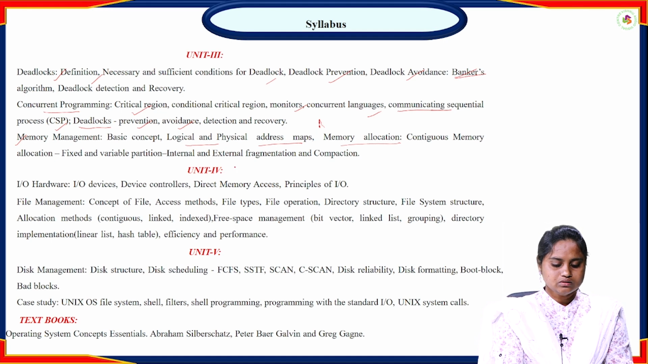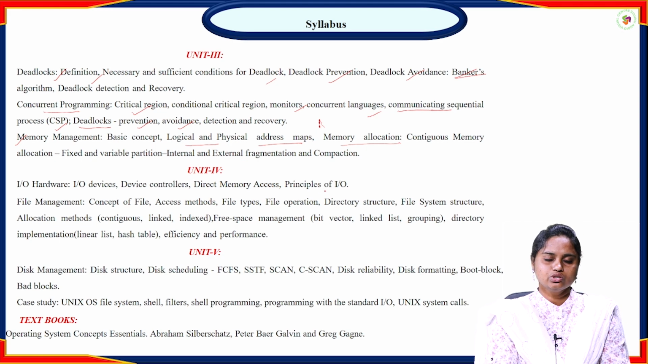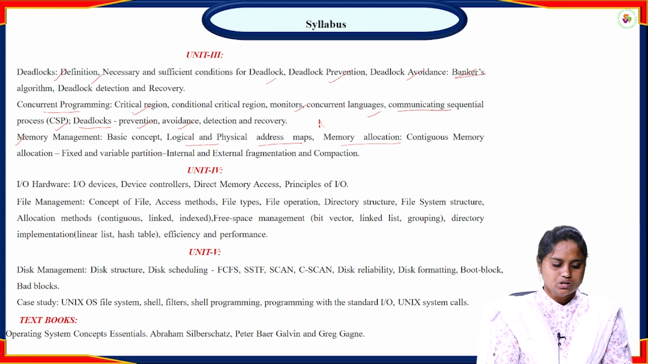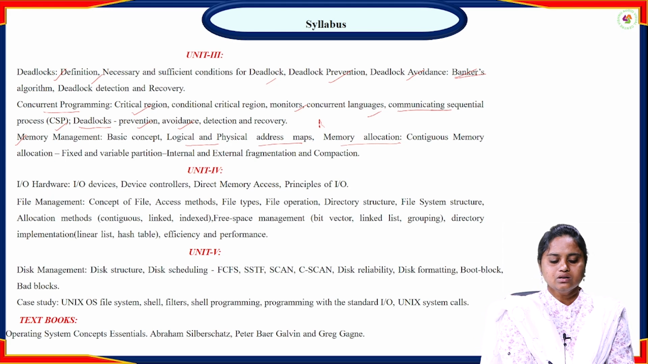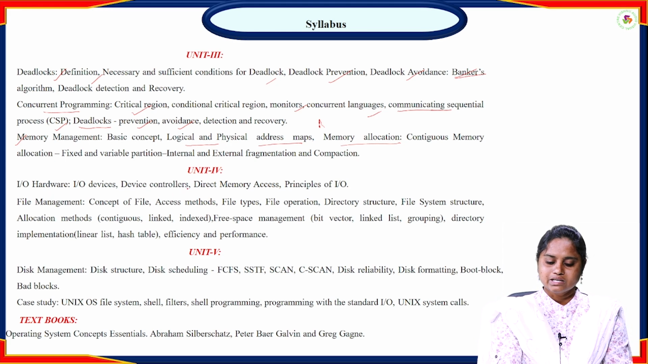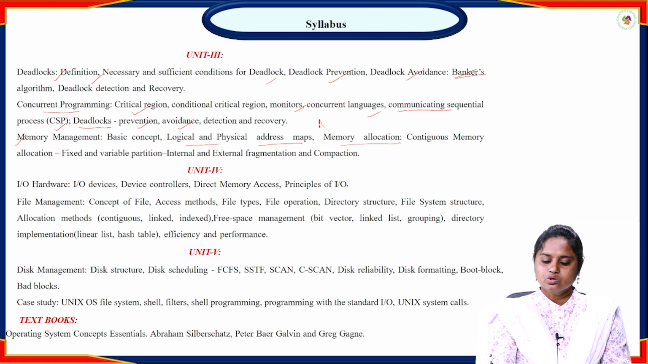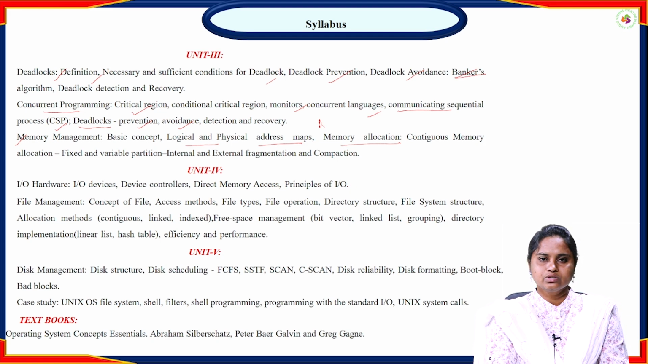Coming to the fourth unit, we are going to completely concentrate on input-output hardware and input-output devices. Why? Because resource management is also very, very important in the operating system. How are we going to allocate the resources to each and every user, and at the same time the process also. So in IO hardware, we have device drivers, the direct memory access topic, and the basic principles of input-output devices. So this is the first chapter.